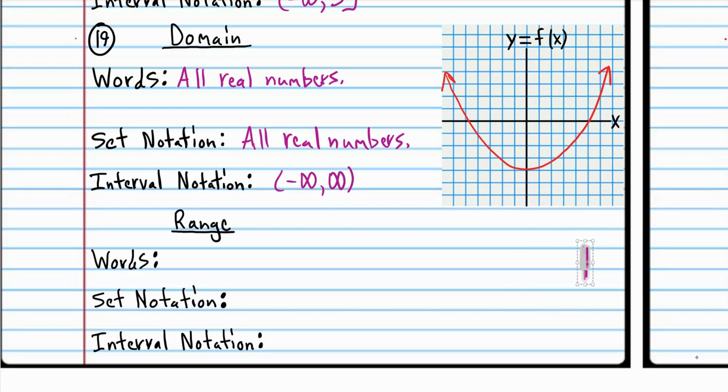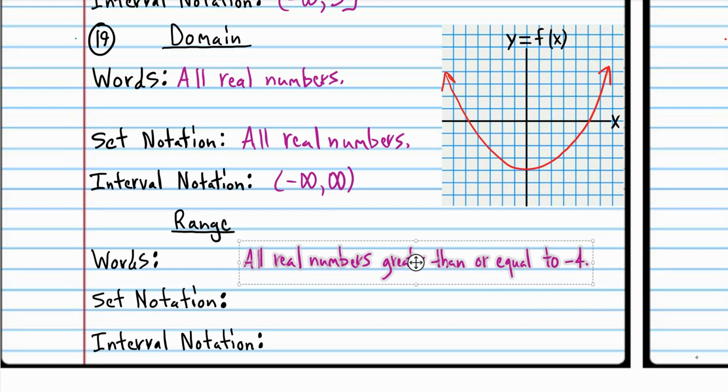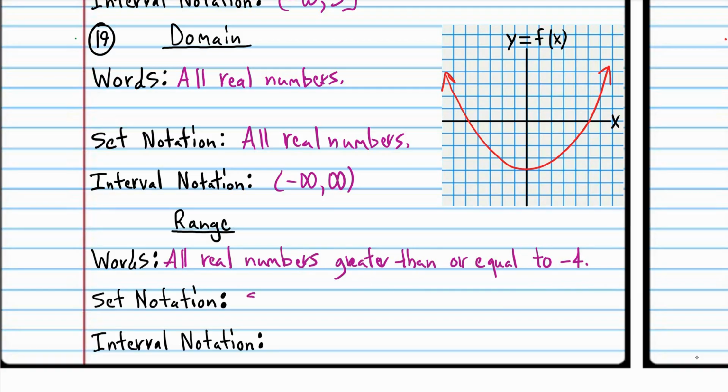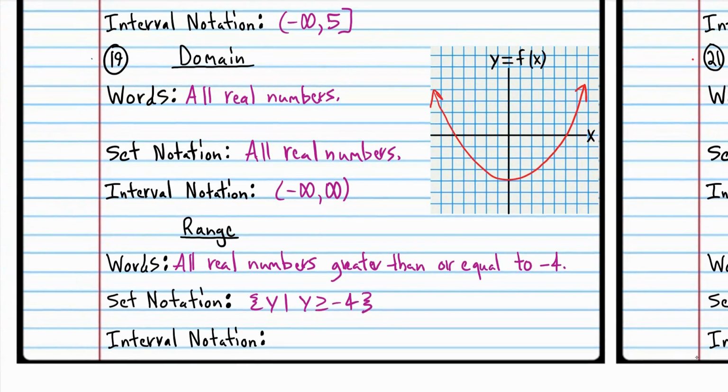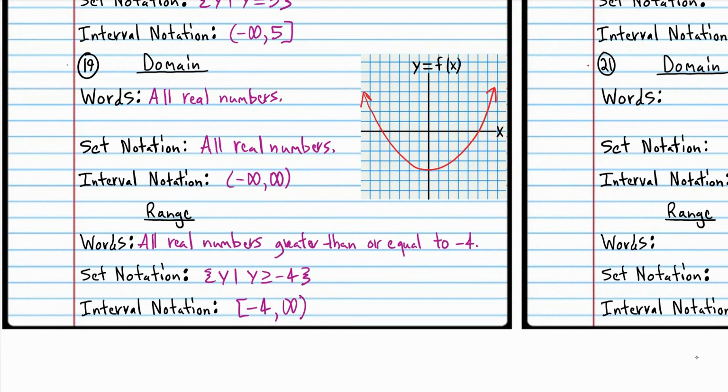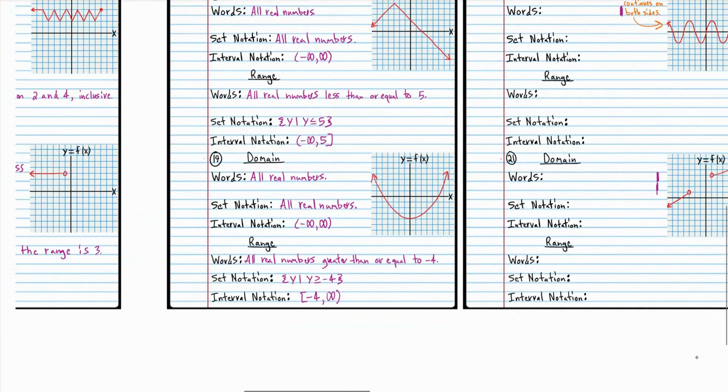Now the range is all real numbers greater than or equal to -4. In set notation, we say the set of all y values such that y is greater than or equal to -4. And that's because this point here has a y value of -4 and it's on the graph. We use a bracket, because -4 is part of the range, and then an infinity symbol. And remember, never put a bracket next to an infinity symbol, because infinity is not a number. It's impossible for something to equal infinity.